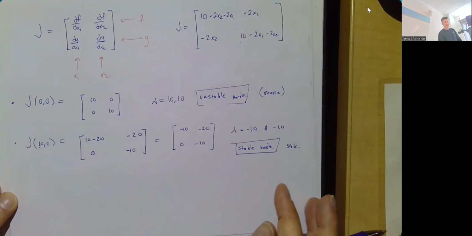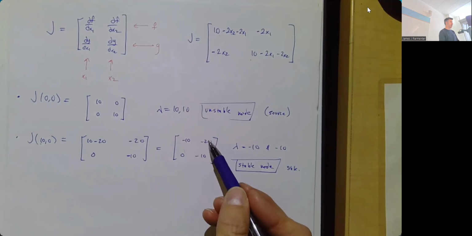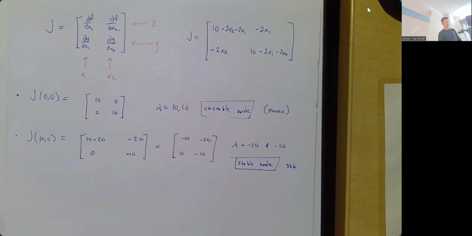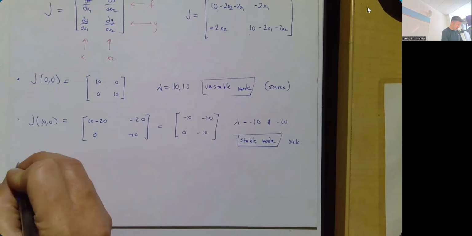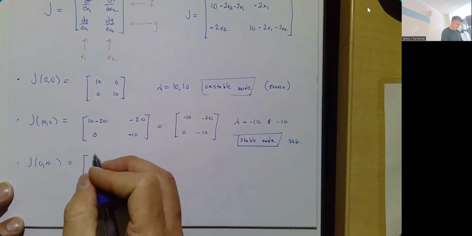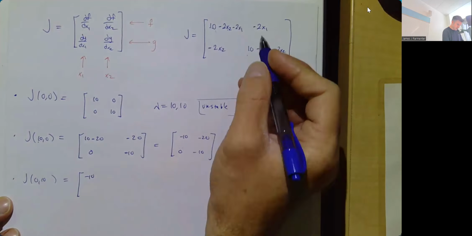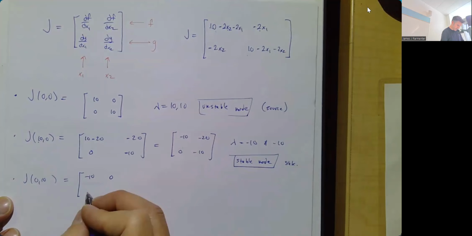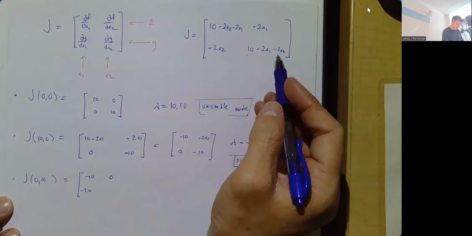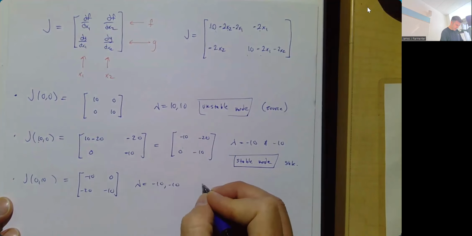When you get to something like this, we've already done so much work. No one is expecting you to actually do the work of finding the eigenvalues if there's a 0 there or a 0 there or both. They're expecting you to look and say, oh yeah, I know what the eigenvalues are. I'm pretty sure it's going to be the same for 0, 10, but let's double check. If I plug in 0, 10, I'm going to get 10 minus 20 minus 0, 0, negative 20, and 10 minus 0 minus 20. So again, same idea. We have lambda equal to negative 10 twice, and we have a stable node once again.